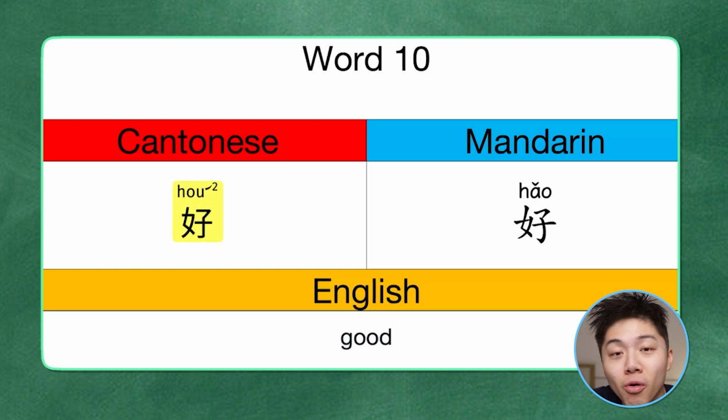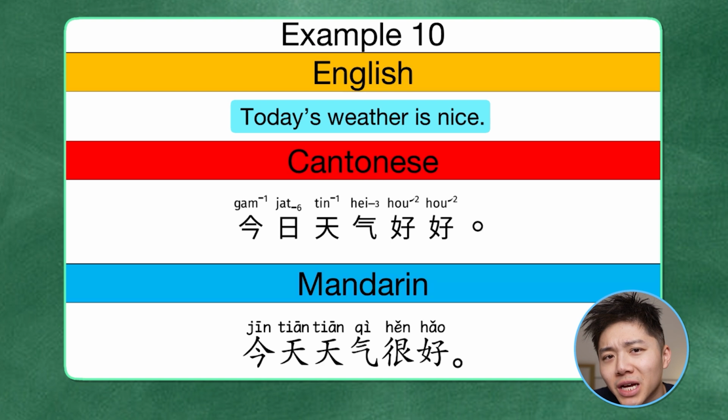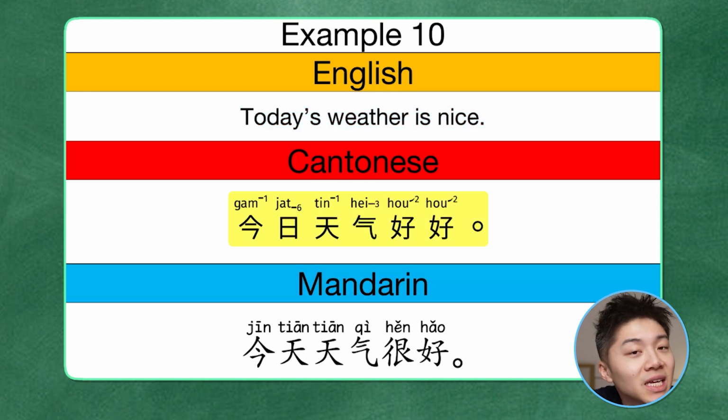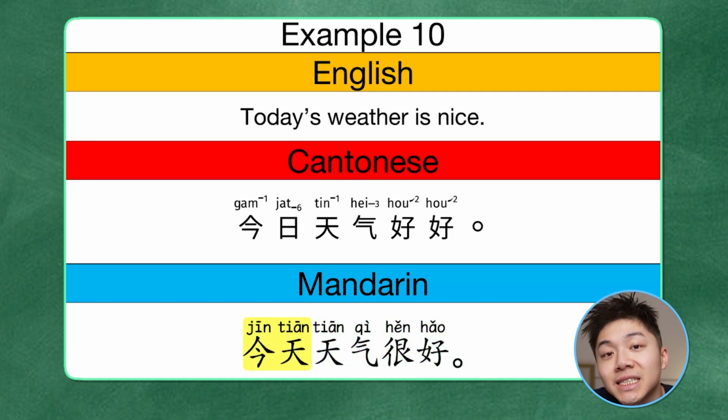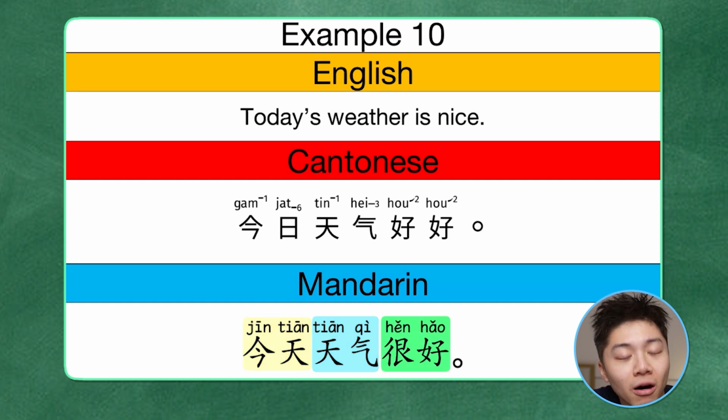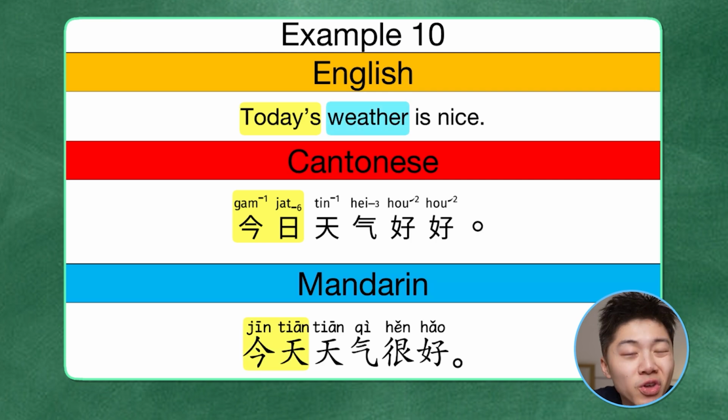Good. In Cantonese, 好. In Mandarin, 好. For example, today's weather is nice. In Cantonese, 今日天氣好好. In Mandarin, 今天天氣很好. So in Cantonese, to say today we use 今日. In Mandarin, we use 今天. In Cantonese, to say weather, we use 天氣. In Mandarin, we use 天氣.